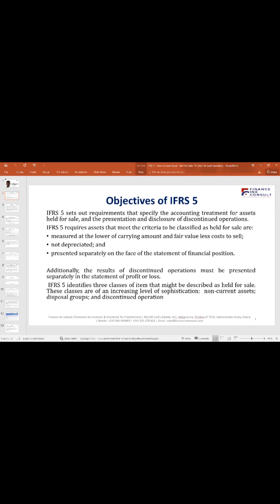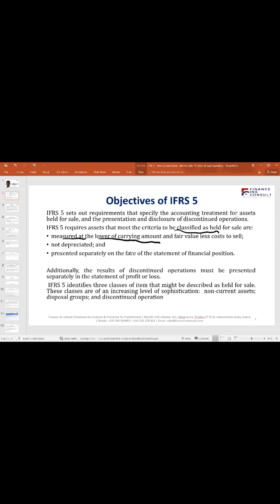IFRS 5 requires assets to meet the criteria to be classified as held for sale. And we are looking at what is measured at the lower of what, carrying amount, because this is an asset we are using. When we are using it, we'll be depreciating it. So the cost less depreciation is called carrying amount. You get it? Let me just give you a background before we continue.